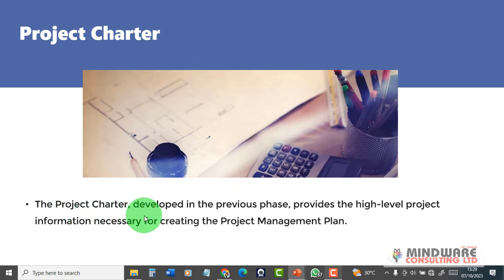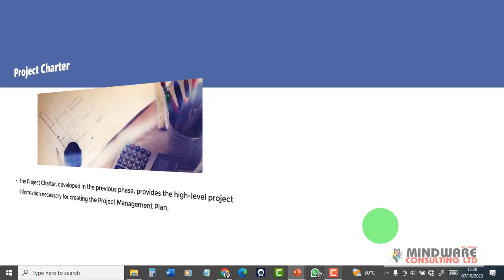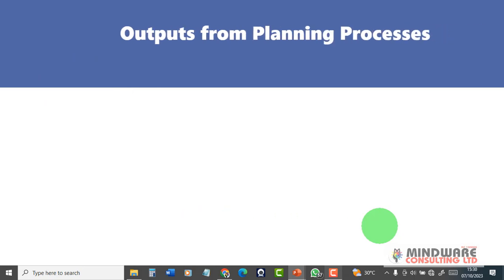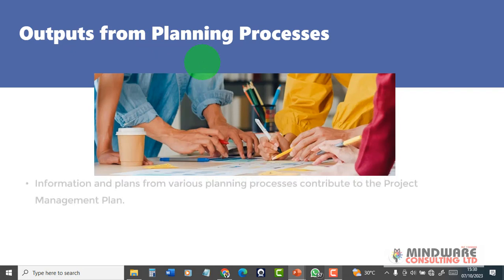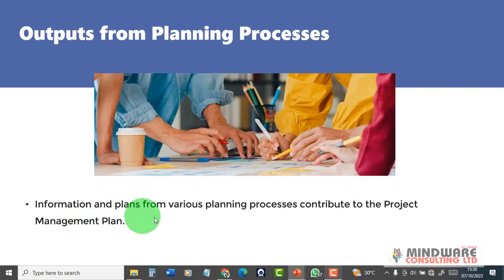So the project charter developed in the previous phase provides the high level project information necessary for creating the project management plan. So I'm sure you can very well remember all the things that are included in the project charter. Now another input is outputs from the planning process, right? So this one is information and plans from various planning processes that contribute to the project management plan.